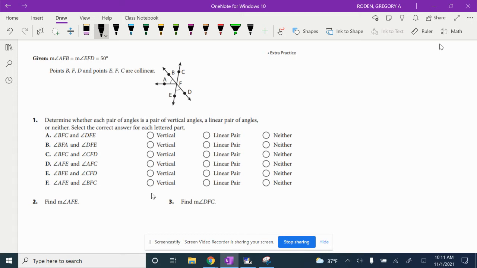Yeah, do as many as you can. And the nice thing that they did on this problem, they actually marked congruent angles using arcs, right? So that's even better.